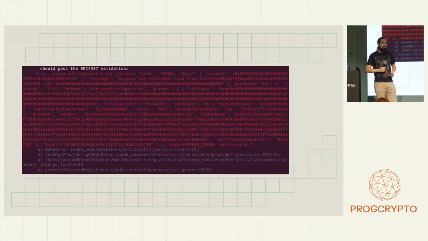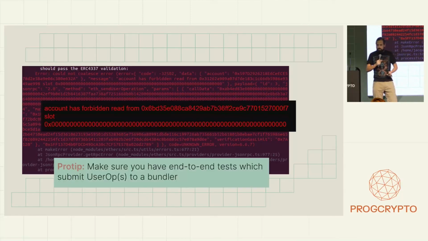So to wrap up, we're gonna... it looks like my presentation had an error. Let's see what this is. Account is forbidden read from, looks like a contract address at some storage slot. I wonder why that happened.